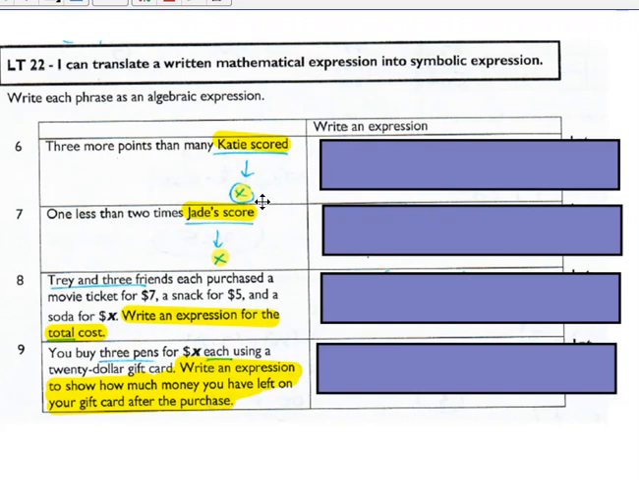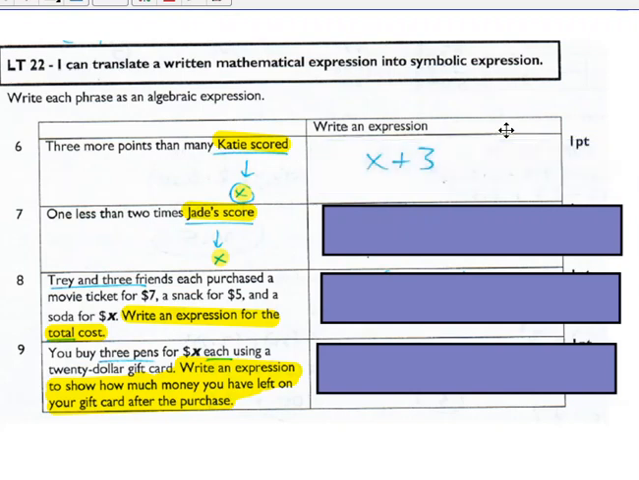You could have used any letter. A lot of kids used K. I just used X since it's the most common variable. But we want 3 more than X, essentially. And we write that just like it said it, 3 more than X. X plus 3. In number 7, 1 less than 2 times Jade's score.